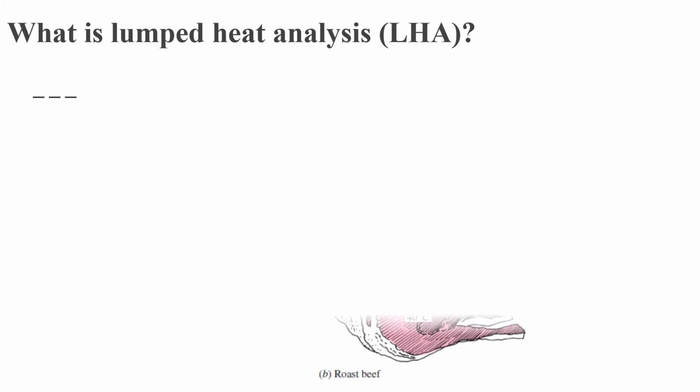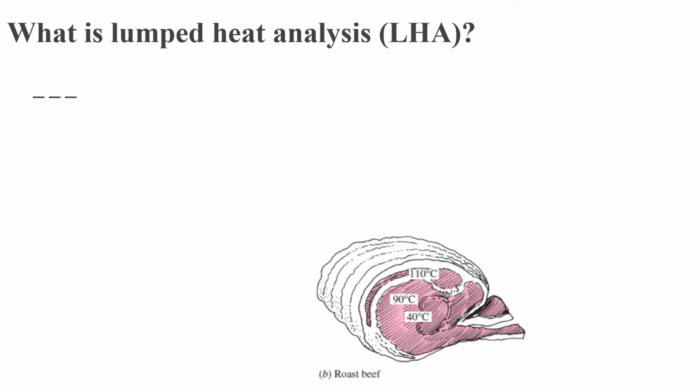So the lumped heat analysis, let us now go into what we mean by lumped heat analysis. Again, we have two examples here. The first one is a roast beef. You can see here, when it has started heating, the outermost temperature is very high, but as you go inside, the temperature drops. The inner core temperature will be less compared to the outer surface, correct?